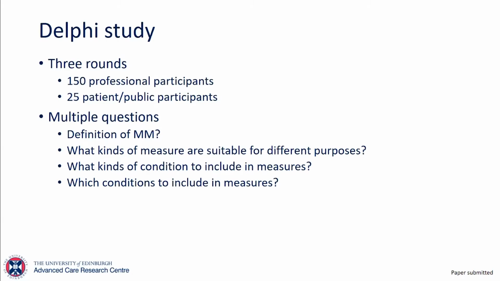And there were loads of questions in this Delphi. It was hard work for the participants. I'm only going to show you a few. So what's the definition of multimorbidity? When would you choose a simple count versus a weighted measure?